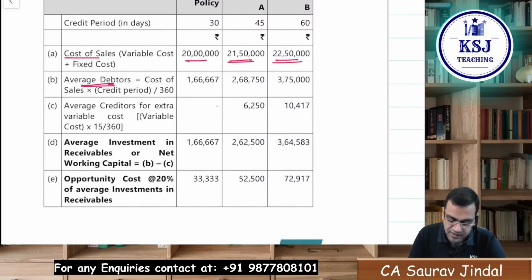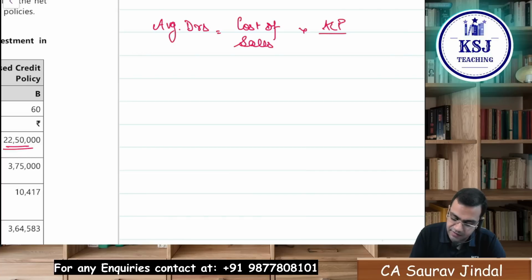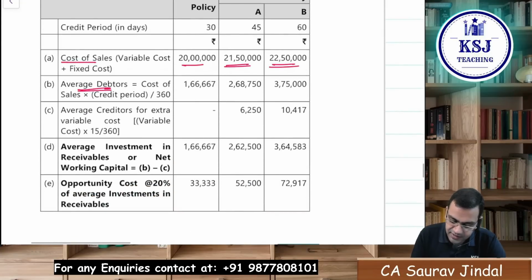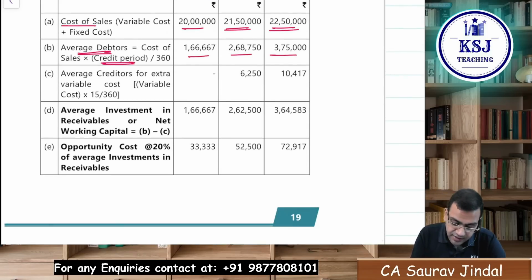What is average debtors? Average debtors means the cost of sales. Average debtors or investment in debtors is cost of sales into average collection period divided by 360. So that is what is done here. Cost of sales into credit period. Credit period we have 30, 45 and 60 divided by 360. Now, what next, sir? Creditors for extra variable cost. Variable cost into 15 by 360.